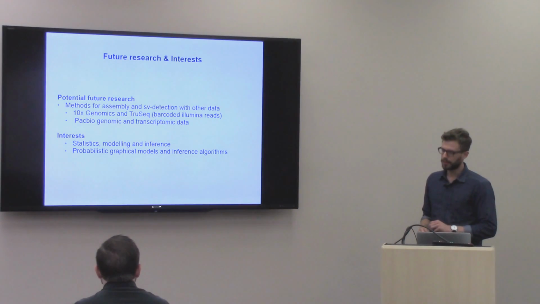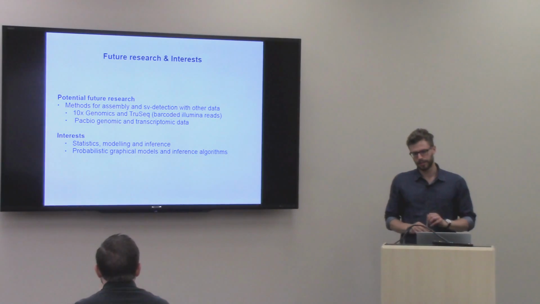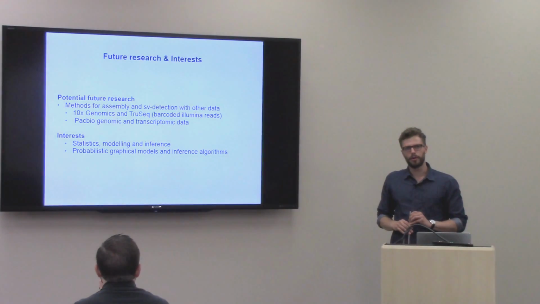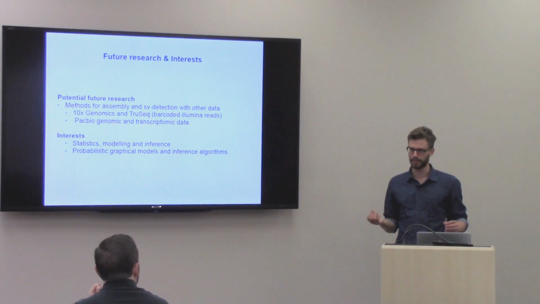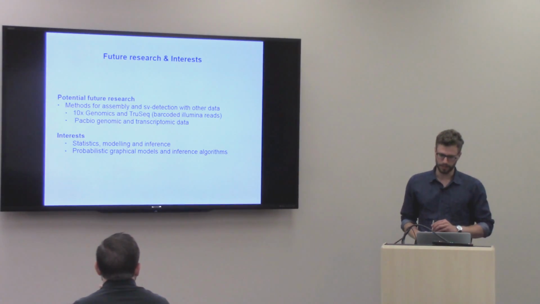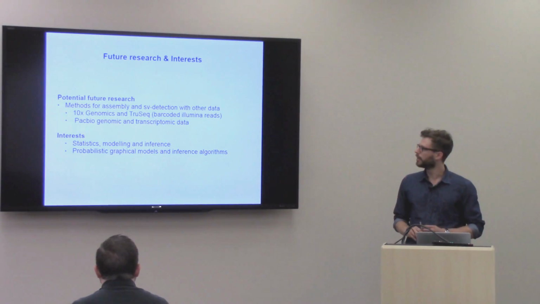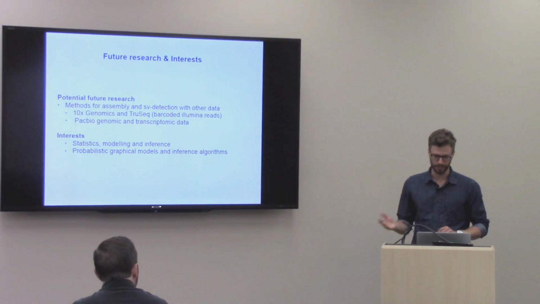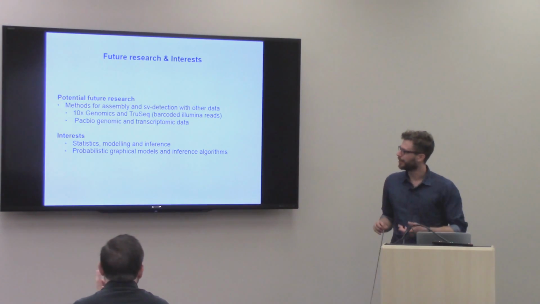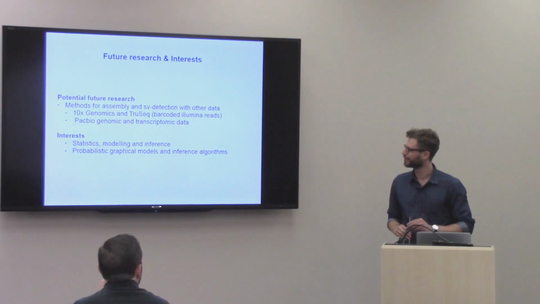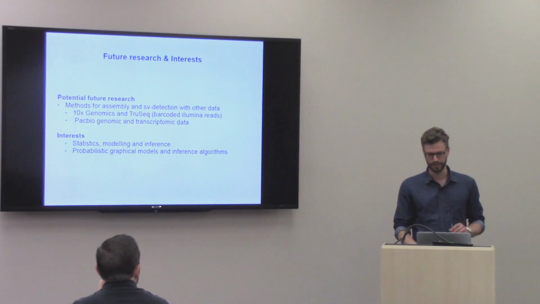So now coming to the postdoc lab, we still investigate some methods for structural variation detection and assembly using newer technologies to generate reads, for instance 10x Genomics and TrueSeq synthetic long reads. So it's basically barcoded Illumina reads that can increase the power in structural variation detection. We also look at PacBio genomic and transcriptomic data, as you heard a presentation about the PacBio transcriptome data yesterday. My main interests are similar to yours: statistics, both the modeling and inference part, probabilistic graphical models, and all kinds of algorithms to infer them.